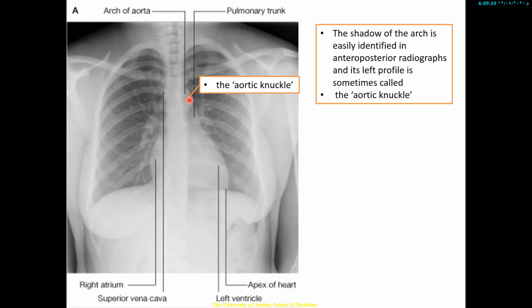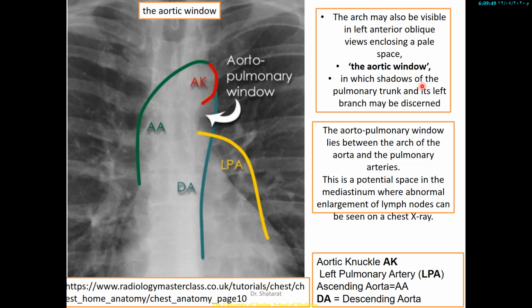Now, one of the most important shadows here is the arch of the aorta, and due to its resemblance to the knuckles, we call it the aortic knuckle. So if you are looking at a plain chest X-ray and you are targeting the vascular system, identify the aortic knuckle, as it is very important not to study the arch of the aorta itself, but to find the next point here, which is the aortic window.